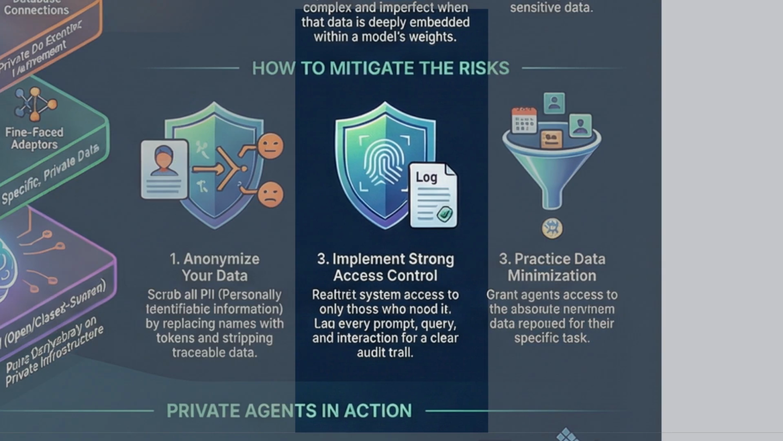Effective access control means only authorized individuals and services can use AI agents or view sensitive outputs. Combine role-based permissions with least privilege policies. Log every prompt, retrieved document, and action the agent performs so security teams can audit behavior, investigate anomalies, and demonstrate compliance to internal stakeholders and external regulators.